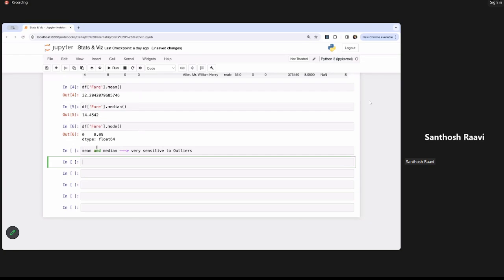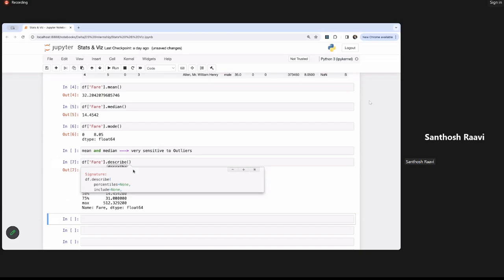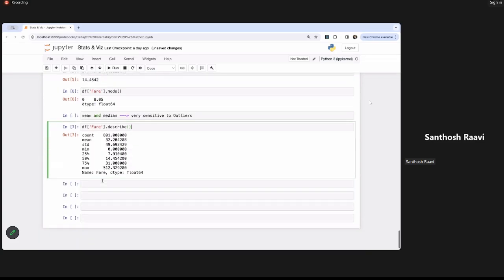So if you want to know this basic statistics, there is a function called data frame dot describe. What this function will do is it will give you the count. What is the count here? 891 rows you are having. What is the mean value? What is the minimum value? Minimum value is 0. What is the max value?